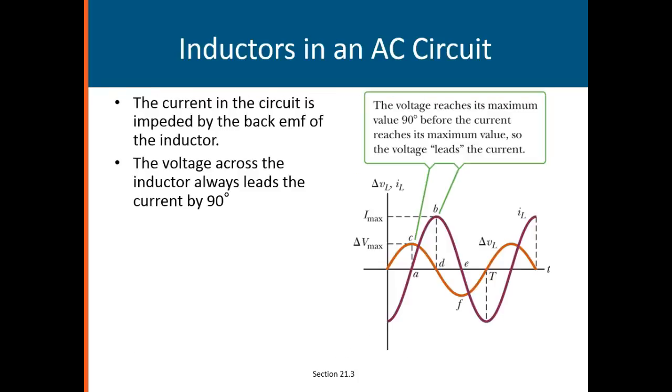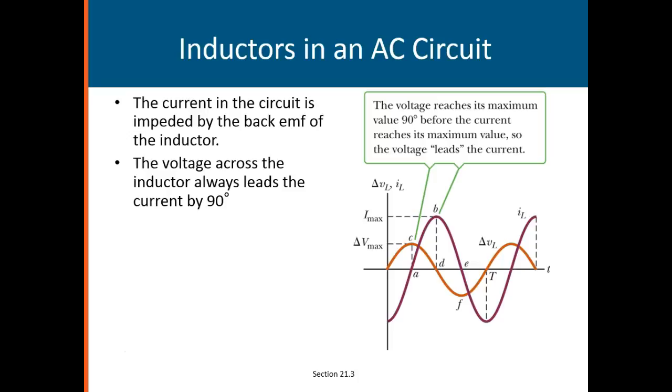Now, the current in the circuit is now impeded, resisted, worked against by the back EMF in the inductor. Remember, as current goes through a coil, you set up a magnetic field, which reduces the tendency of the charge to come through it. That's called the back EMF.